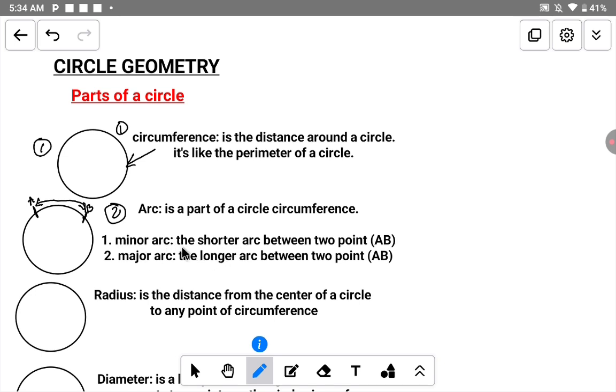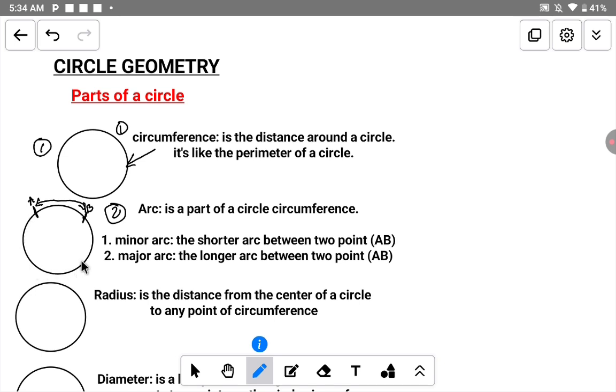We have the minor arc and we have the major arc. So what does it mean by the minor arc? The minor arc is the shortest arc between two points A and B. The minor arc is made from this place to this place. The major arc is from here to this.